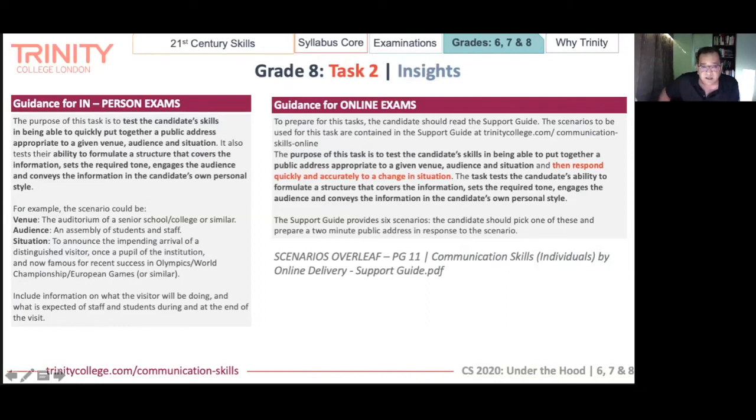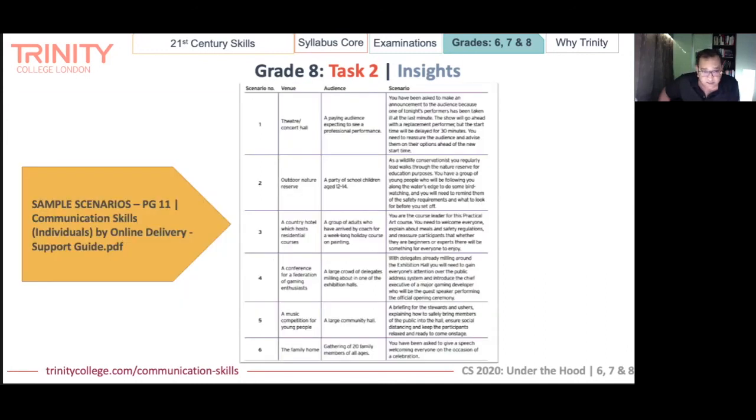Now, in the case of the online exams, and that should concern you immediately, these are the options that you have, and this is on page 11. I know this might be a little small for your eyes. There are 6 different options over here, but you are required to choose one of them.